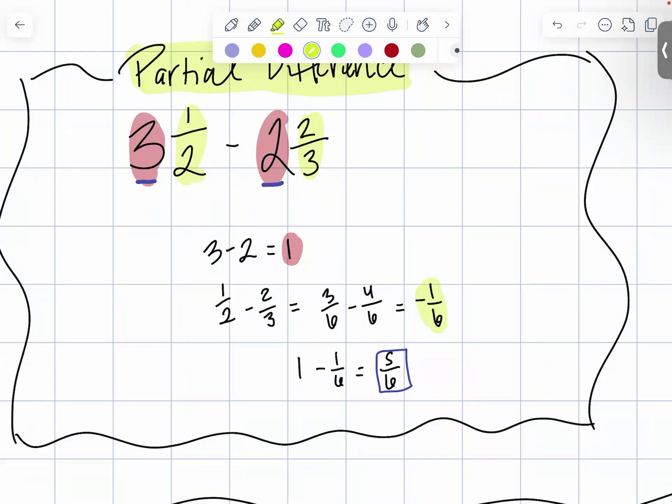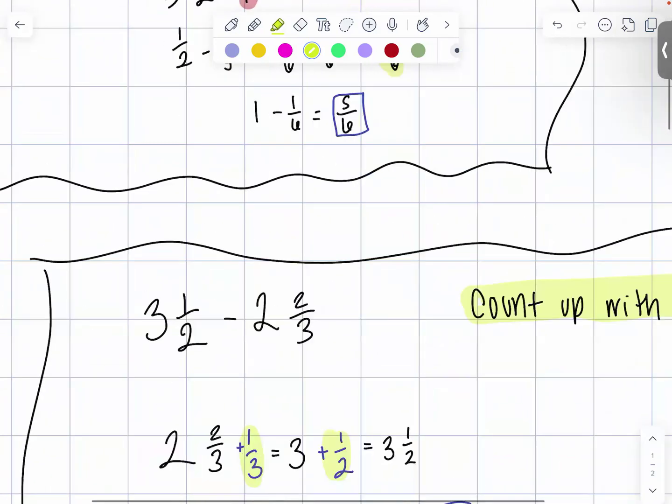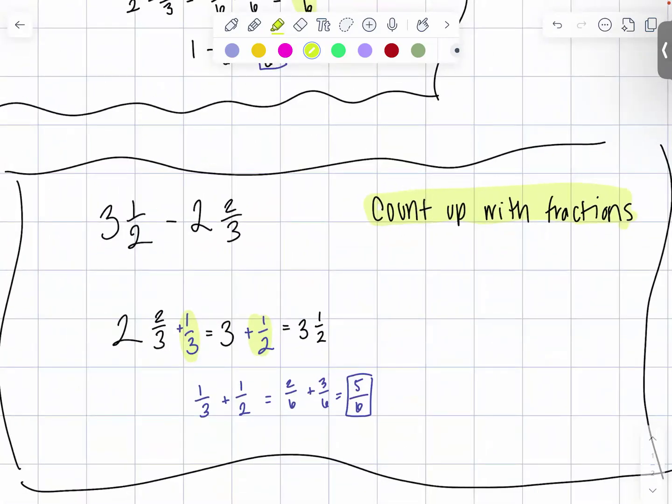And then when you combine those at the end, it's 1 minus 1/6, and that leaves you with 5/6. So the difference for 3.5 minus 2 2/3 would be 5/6. Another option you could use that's an alternative method is counting up with fractions.